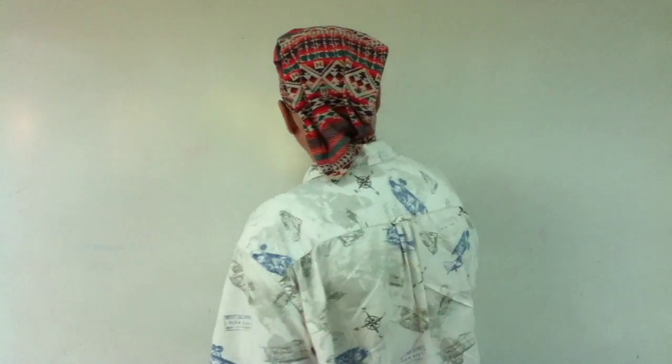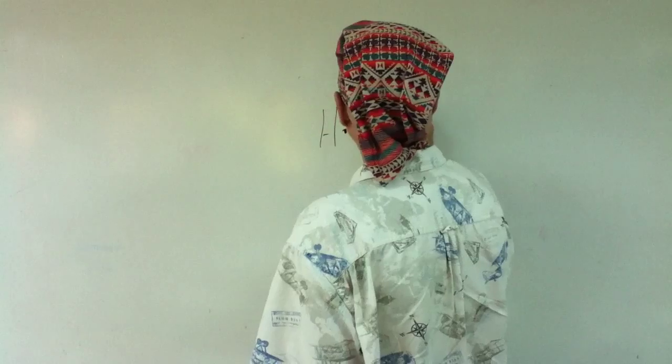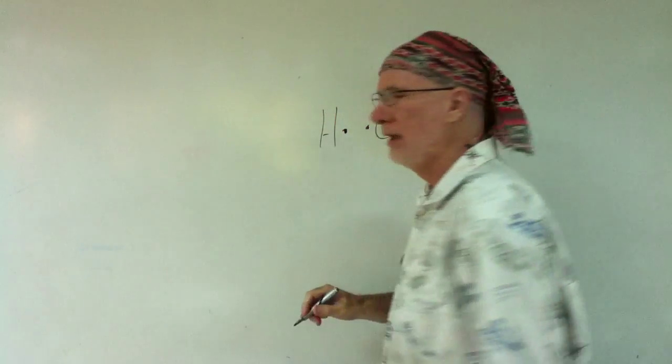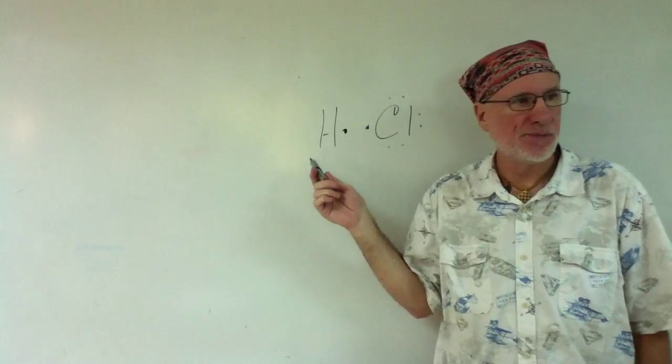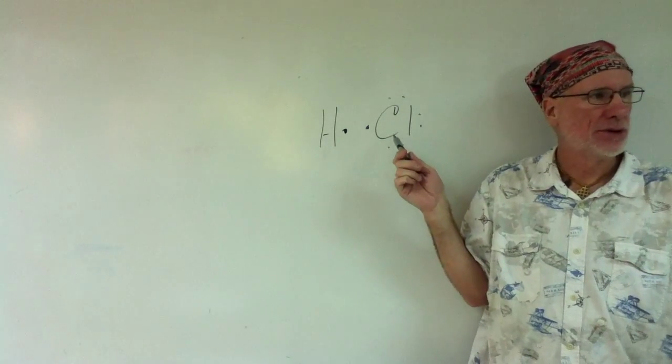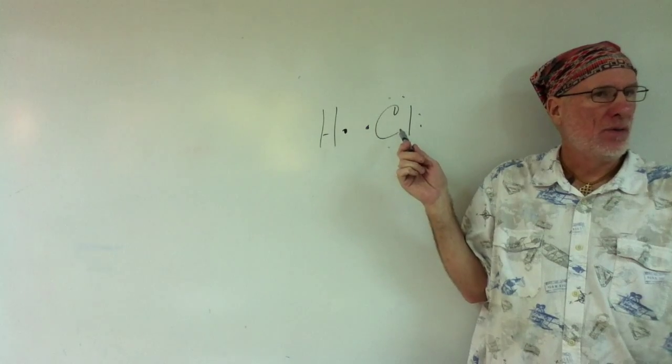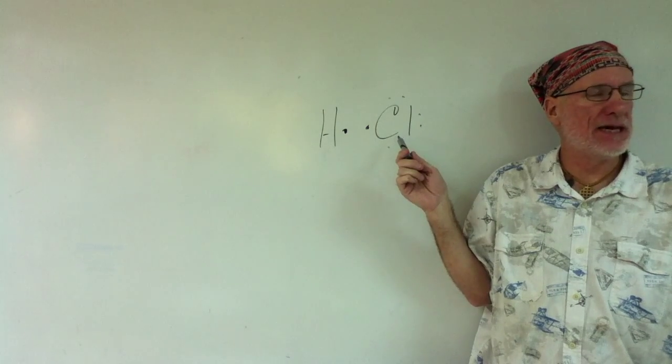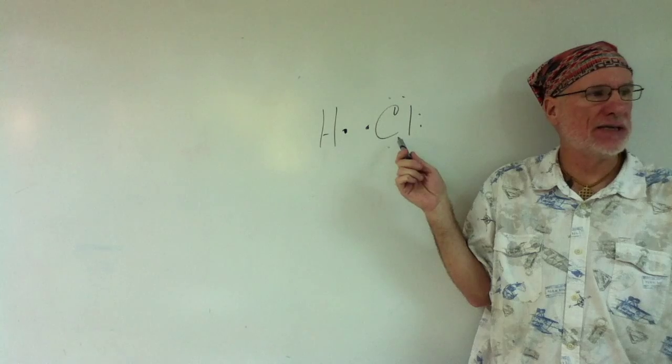All right, so let's look at the big guy first. All right, here is hydrogen, one electron in its valence shell. Here's chlorine, correct? Yes. What is the electronegativity of chlorine?